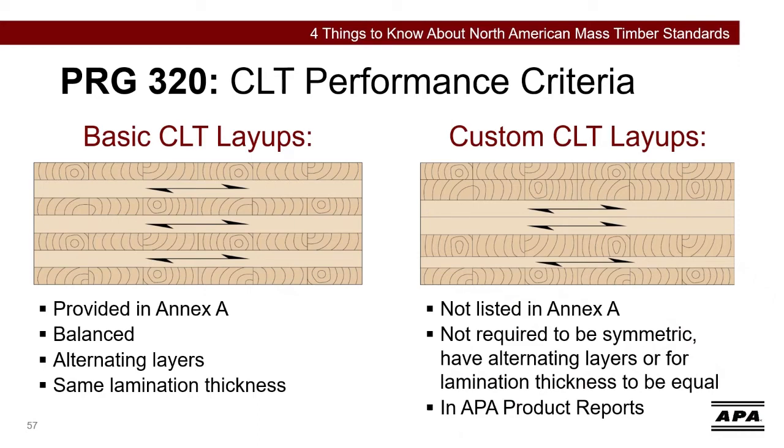I have mentioned basic CLT layups a few times, but I want to get further into the different requirements of a basic versus a custom layup. Basic CLT grades and layups are those provided in Annex A of PRG 320. They are balanced layups, meaning they are symmetrical about the neutral axis, and they consist of alternating layers of the same lamination thickness. Custom CLT grades and layups are all layups not provided in Annex A. They may be unbalanced, contain different lamination thicknesses, and have adjacent layers oriented in the same direction. However, they are not required to have any of these characteristics.